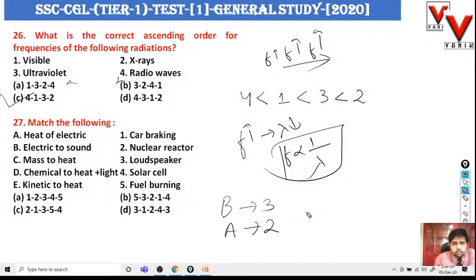Mass to heat. Well, there is nothing of that sort here. Heat to electric can be solar cell, also nuclear reactor. Since we have mass to heat, in a nuclear reactor, nuclear fission reaction takes place, so a heavy nucleus will split into two lighter nuclei. Let me skip these two first. Kinetic to heat, forget about it. Let me rewrite this once again.